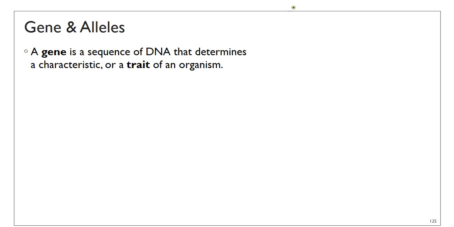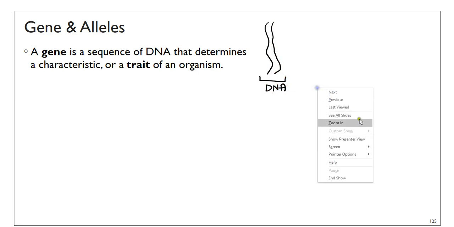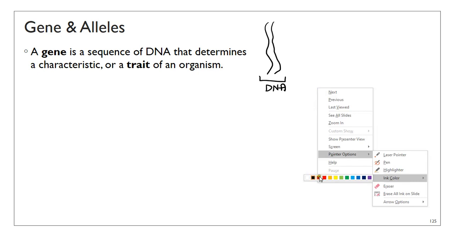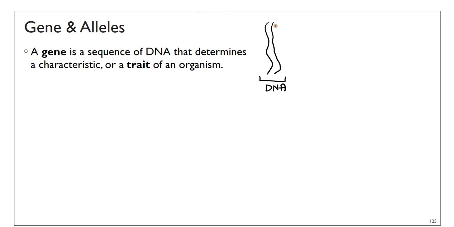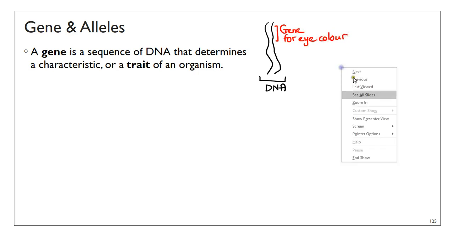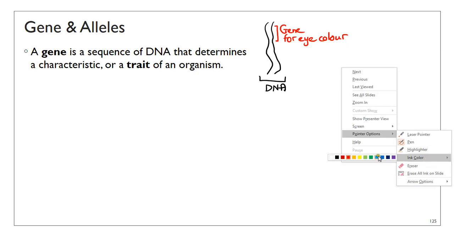an organism. So if you think about DNA, let's say this is one strand and that's another strand of DNA. Then you can have a section of DNA, and I'll change to red. So this section, let's say this is a gene for eye color, for example. So a specific section in your DNA that codes for a specific trait, that is a gene.